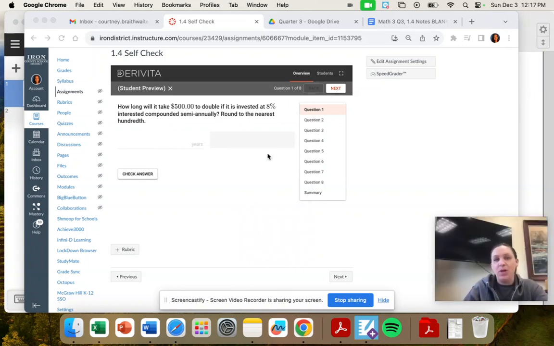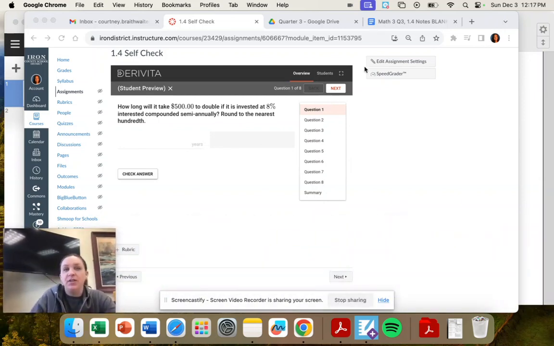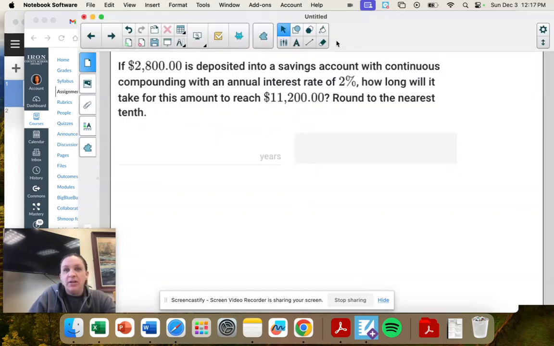Okay, question 1. We have 8 questions here, but these are all word problems. And our first couple, we actually need to plug the values into the equation. So how long will it take $500 to double if it is invested at 8% interest compounded semi-annually?